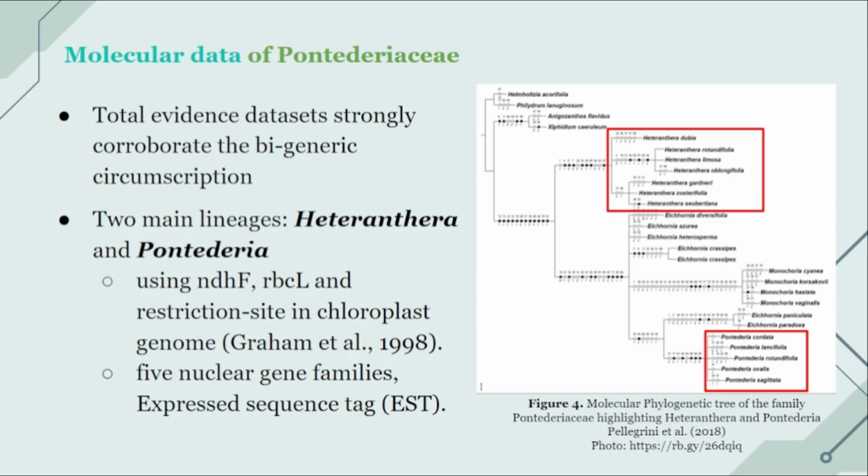So as in previous studies by Graham, they recover Pontederia arranged in five main lineages, each representing a well-supported morphologically group such as the Eichhornia paniculata group, then the Monochoria, then Eichhornia crassipes group, Eichhornia, and then lastly the Pontederia. So the monophyly of the Heteranthera is indisputable, and the inclusion of Hydrothrix and Scholleropsis in Heteranthera was strongly corroborated.